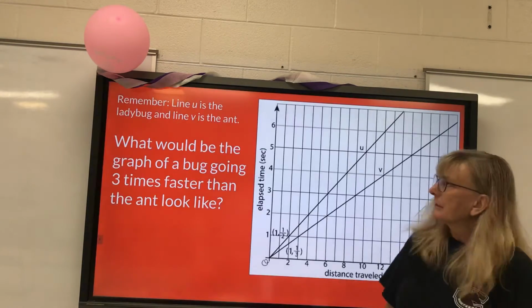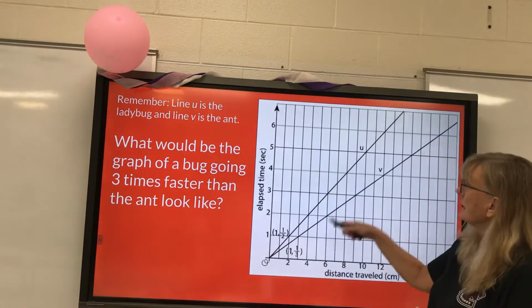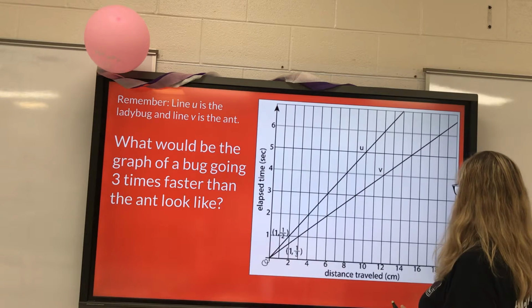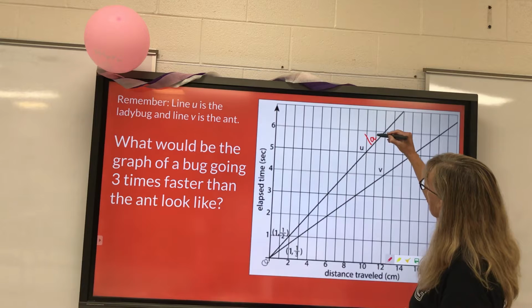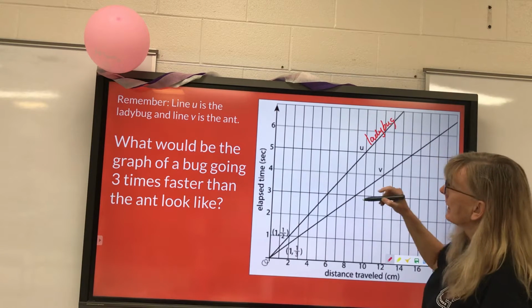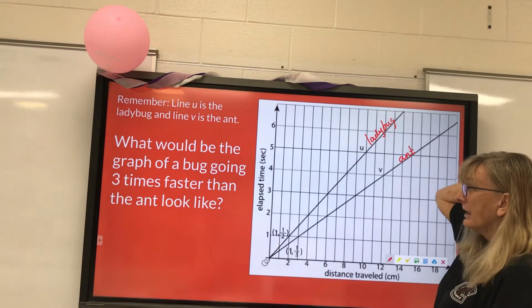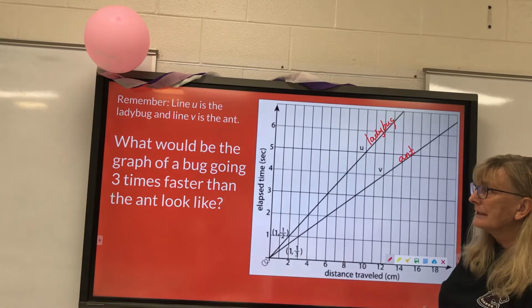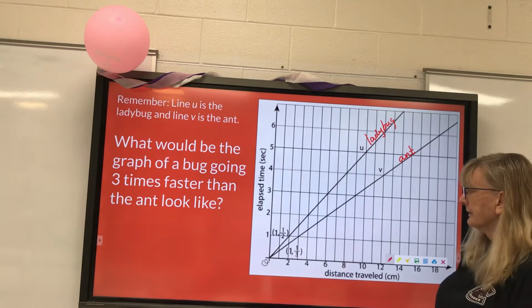Okay, so we're gonna build on what you just did with the ladybug and the ant. So remember that the line U is the ladybug. So this is the ladybug. And line V is the ant. Okay. What would the graph of a bug going 3 times faster than the ant look like?